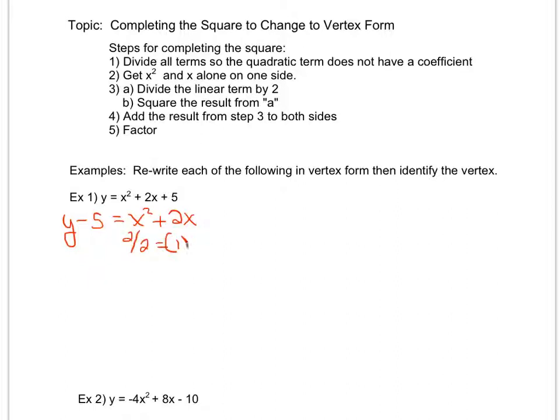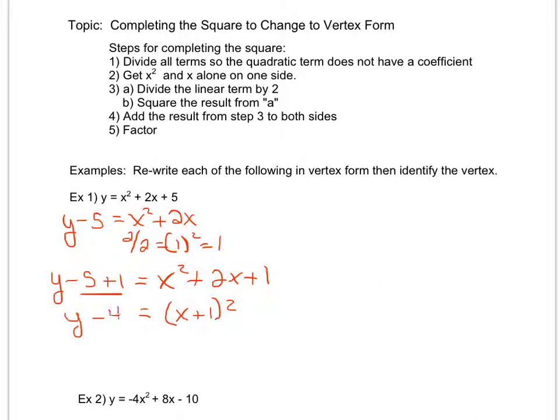Moving on to step 3, I'm going to take my linear term, which is 2, divide it by 2, and I'm going to square that result. That is the amount I'm going to add to each side, giving me y minus 5 plus 1 equals x squared plus 2x plus 1. I now see that this right side is factorable. 2 things that multiply to be 1 and add to be 2 again comes from here. It's going to be 1 and 1, so rather than write it twice, I'm just going to say x plus 1 squared. Over here, when I combine like terms, I end up with y minus 4.